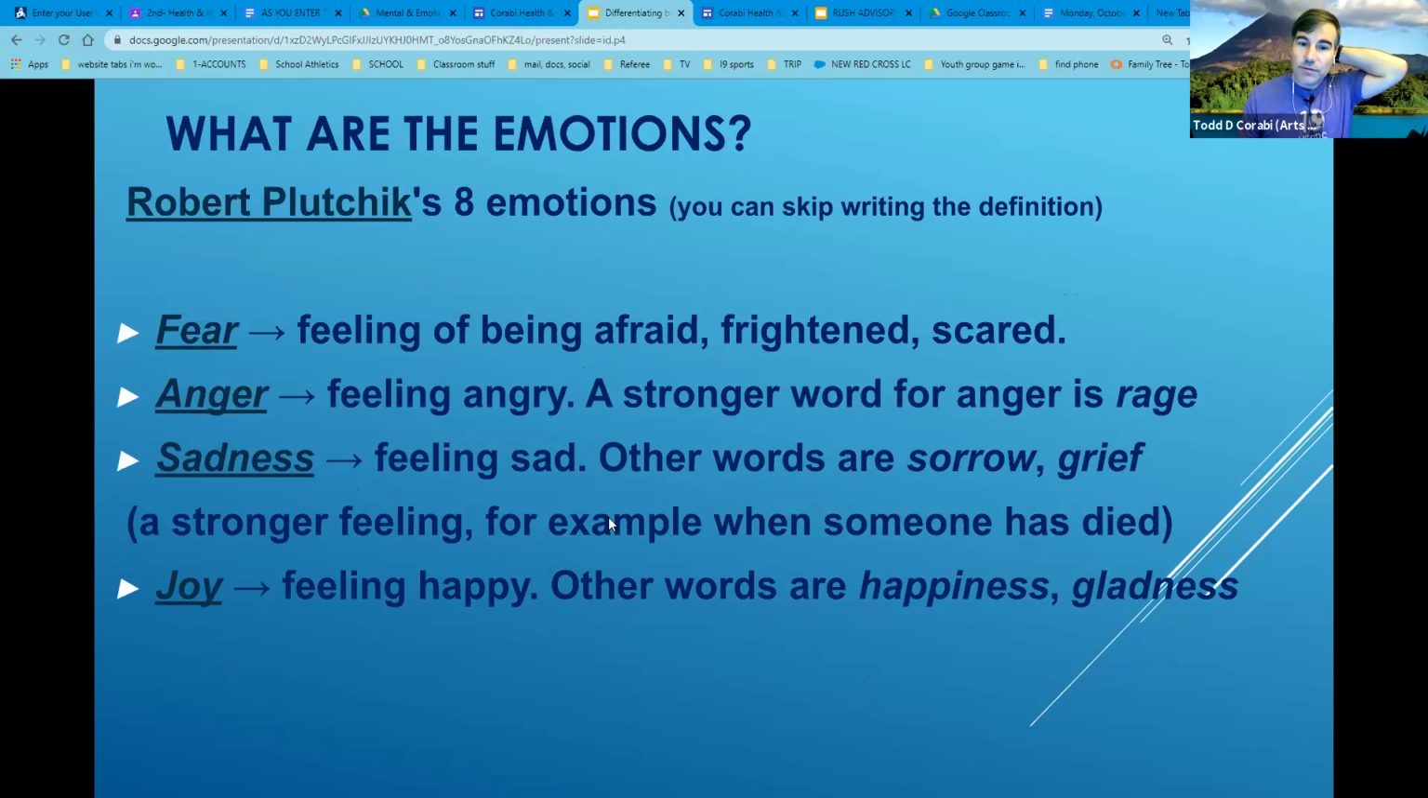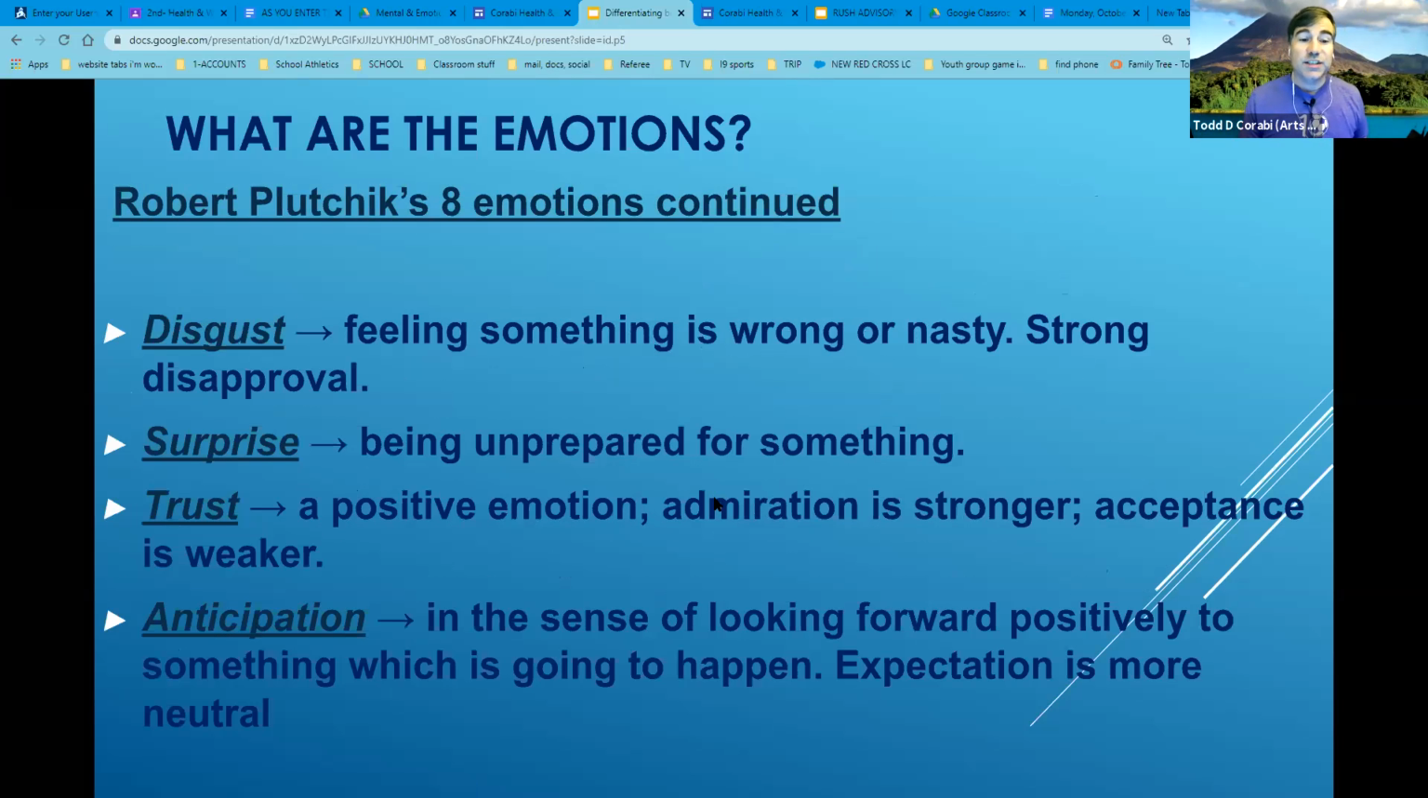So Robert Plutchik's 8 emotions, and he basically thinks that everybody has these 8 basic emotions that cause every other emotion in our body and then in our mind, and then those emotions are what cause all of the feelings that we see and generally feel and generally express. So fear, anger, sadness, joy, all 4 were in the Inside Out movie, by the way. Disgust, surprise, trust, and anticipation.